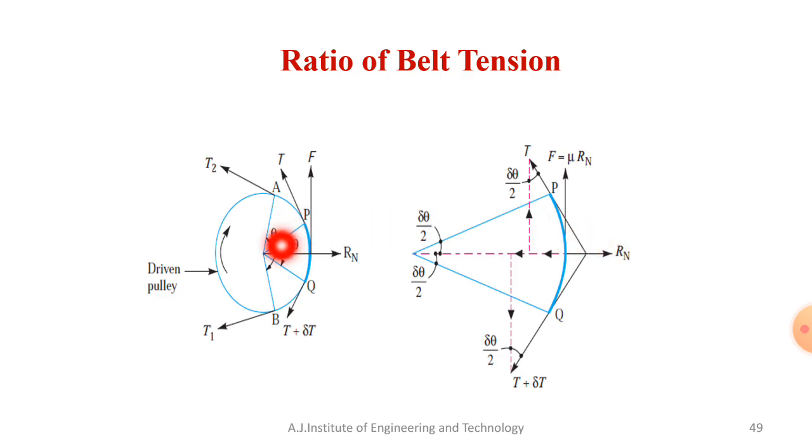So you have to consider one pulley here, that is driven pulley. It is subjected to two types of tension, that is one is T1, another one is T2. So this is driven pulley. So we need to find out first what are the forces acting over this belt at different places. That is the main thing here.